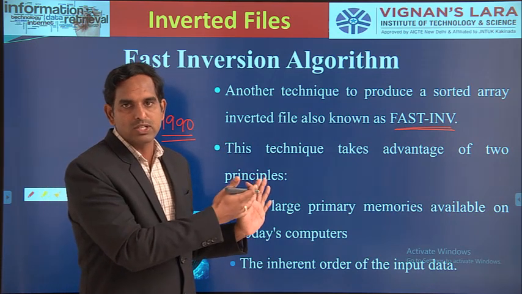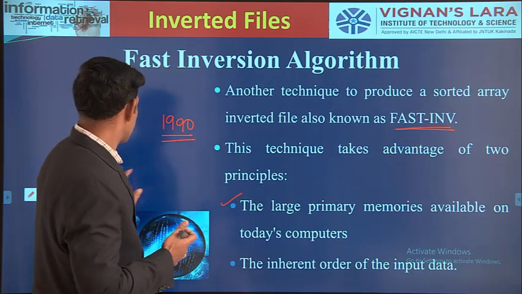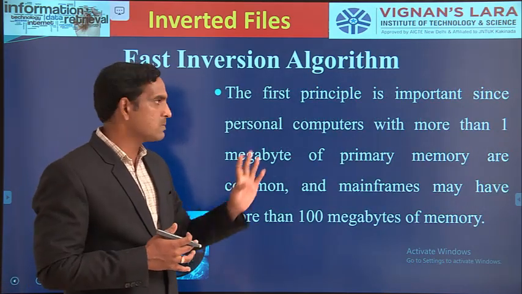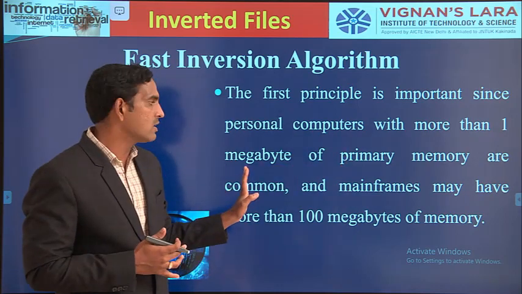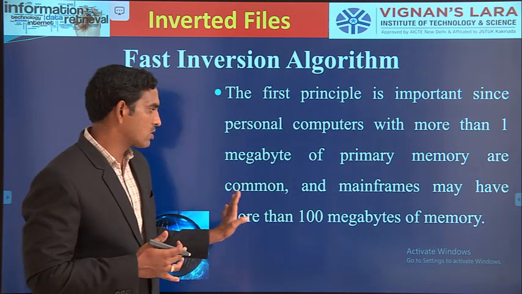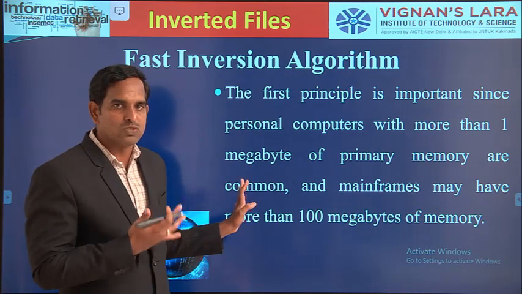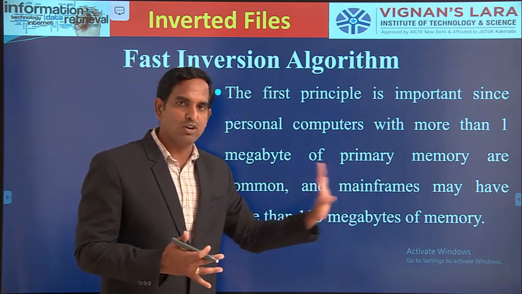As you go in depth into the particular algorithm, you will get an idea what you are going to do. Okay, so what is the memories? So the first principle is important, since personal computers with more than 1 MB of primary memory are common. As you know, in the present days 1 MB primary memory is very much common, and mainframes may have more than 100 MB of memory.